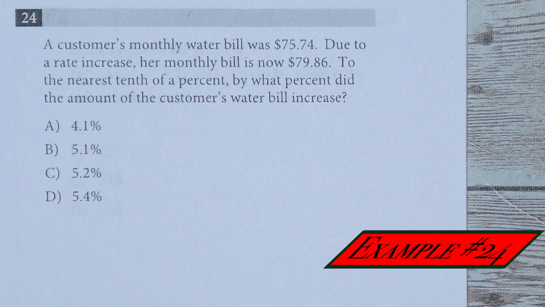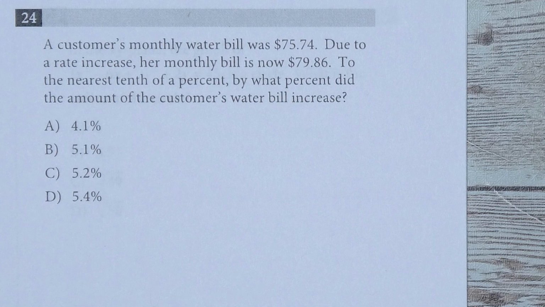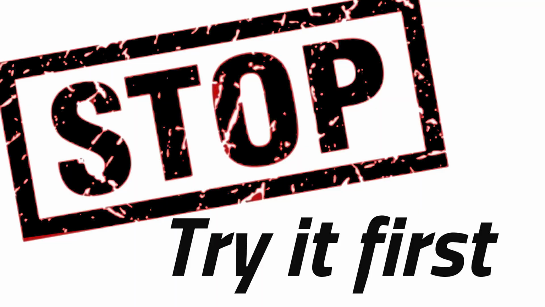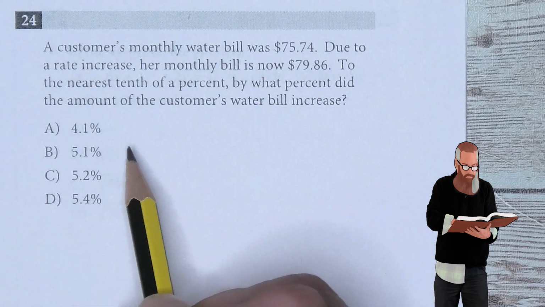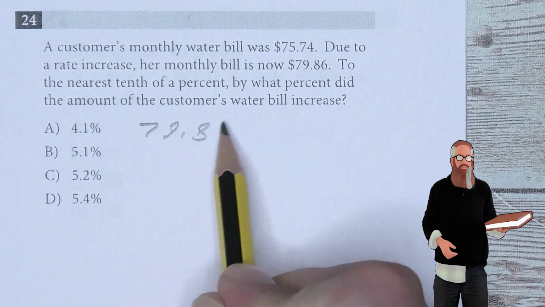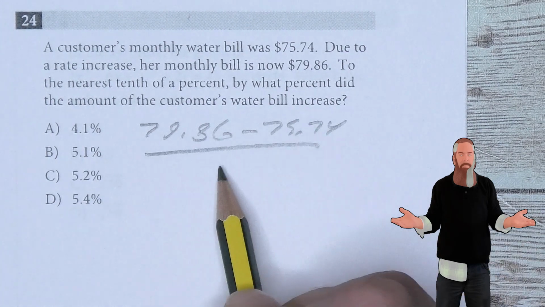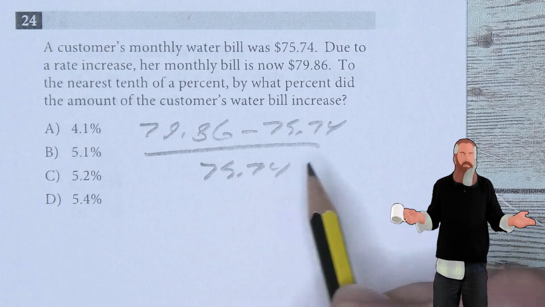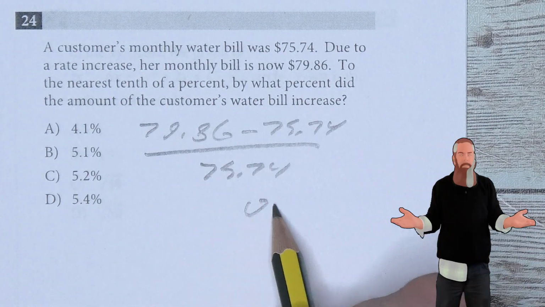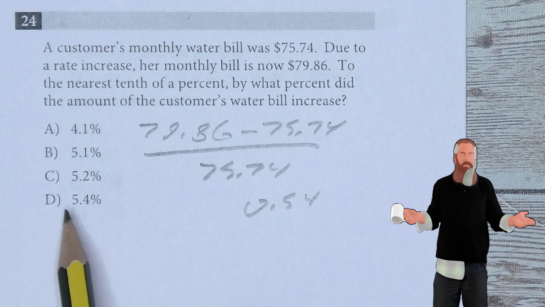A customer's monthly water bill was $75.74. Due to a rate increase, her monthly bill is now $79.86. To the nearest tenth of a percent, what percent did the amount of the customer's water bill increase? So we're looking at measuring percent of change. We're going to do 79.86 minus 75.74, divided by 75.74. This is going to give us 0.054, or 5.4%.